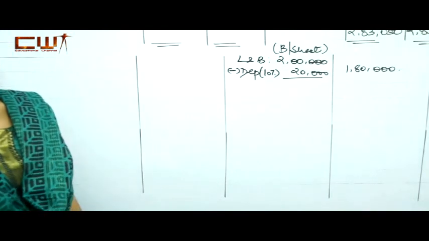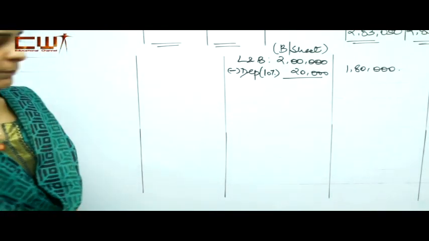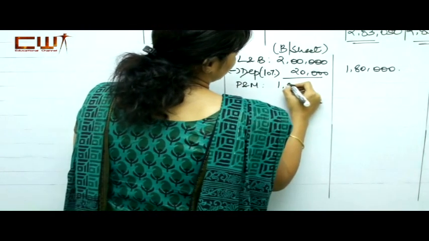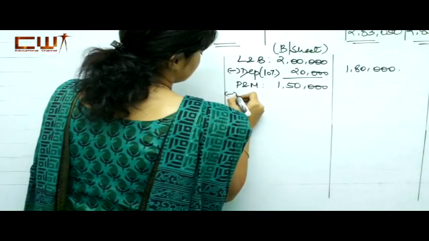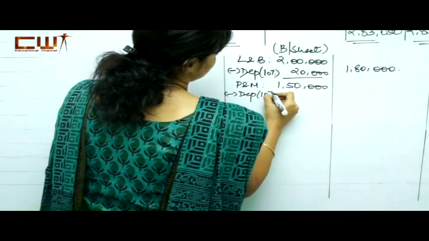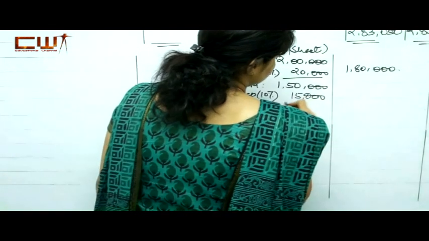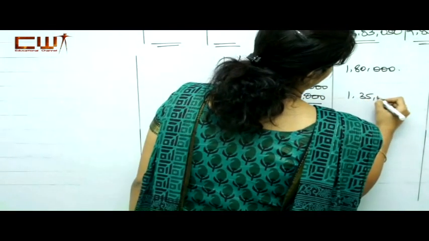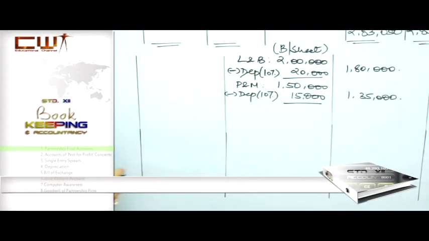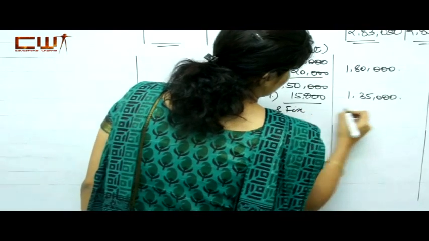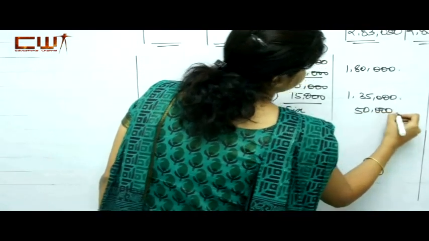Next is plant and machinery. 1,50,000 is given to you, and depreciation again 10%. Plant and machinery 1,50,000 minus depreciation at the rate of 10% for 12 months. If nothing is given, 12 months is taken. 15,000. Balance will be 1,35,000. Right? What next is given to you is furniture and fixtures of 50,000 but no depreciation or any other adjustment. So you directly write furniture and fixtures of 50,000.